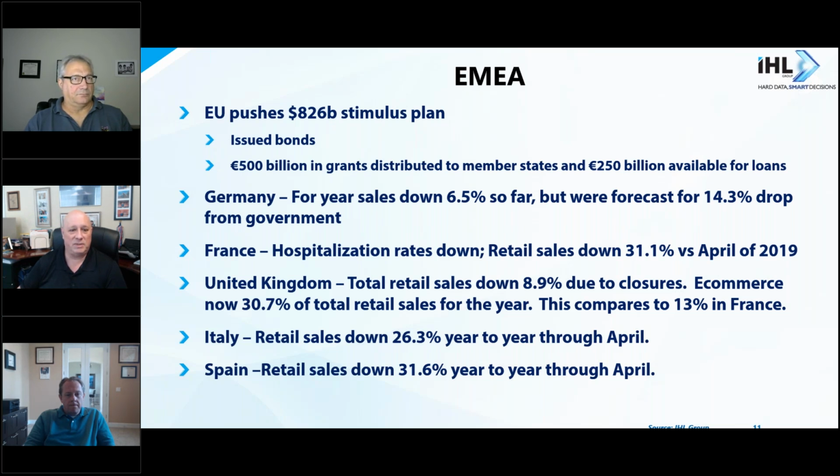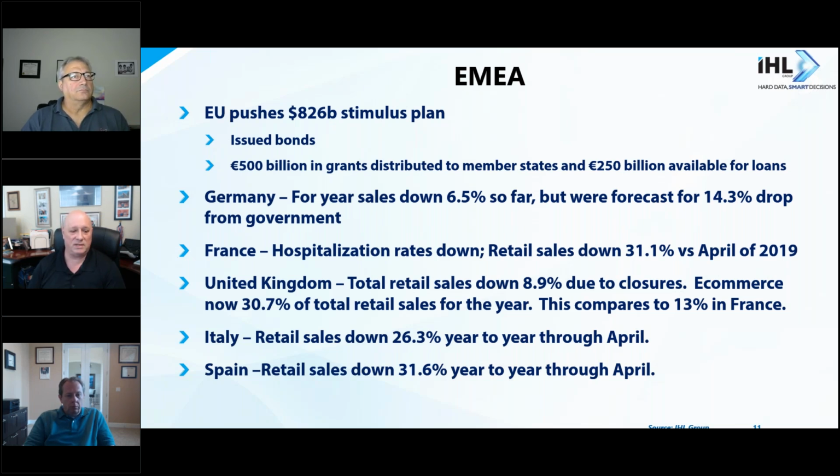Germany by far has been the least impacted, with sales down only 6.5%. They were forecast to be down 14.3%, so they actually were better than the forecast. In France, retail sales were down 31% overall in April. UK total sales are down 8.9%. The main thing to look at, though, is the UK by far leads Western Europe and the US when it comes to e-commerce sales. Now 30.7% of total retail sales for the year in the UK are online sales, which is way higher than what we're seeing anywhere else in the world.